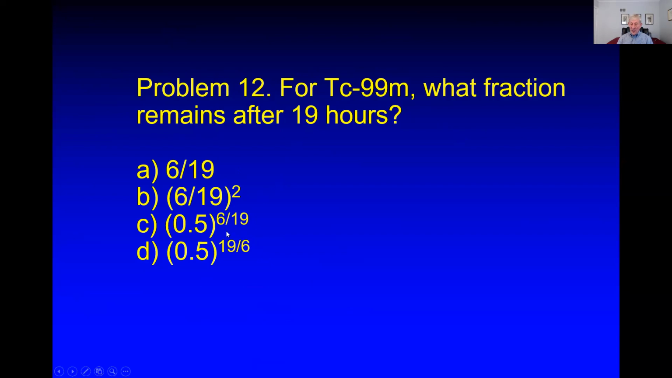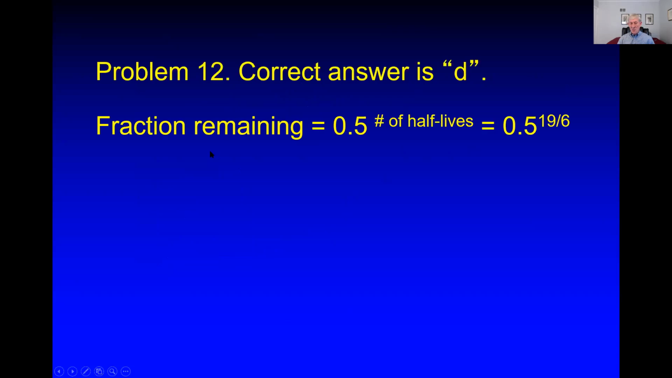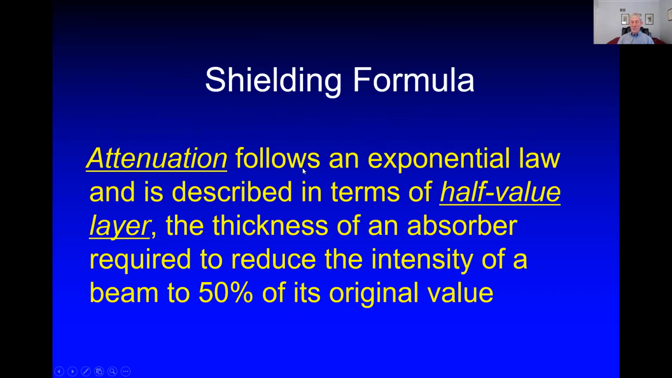0.5 to the power of, in parentheses, 19/6. You must use a parenthesis. I don't know what that is, but it's a little over 3 half-lives. So it has to be a little bit less than 1/8. Okay, and that's the right answer. 0.5 to the power of the number of half-lives, 0.5 to the power of, in parentheses, 19/6. Okay. Any questions about decay? Anyone? About the math, the keystrokes, anything?